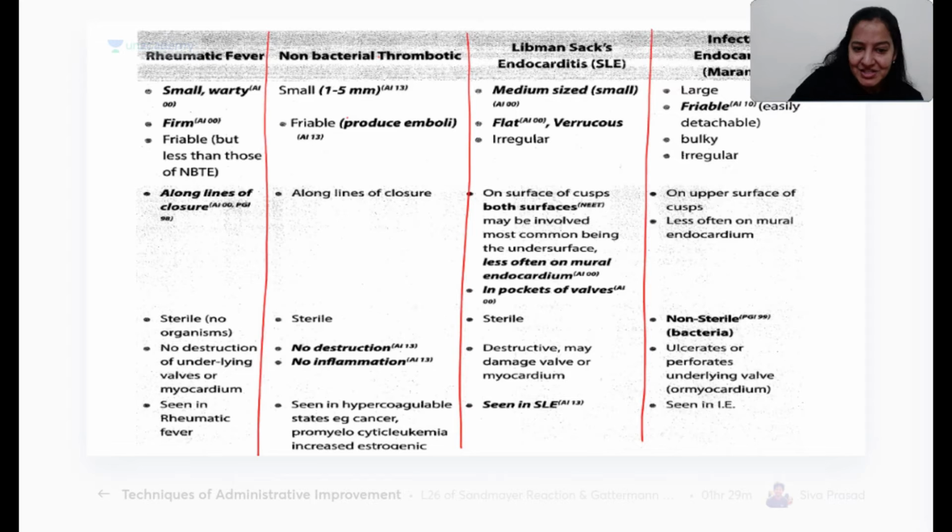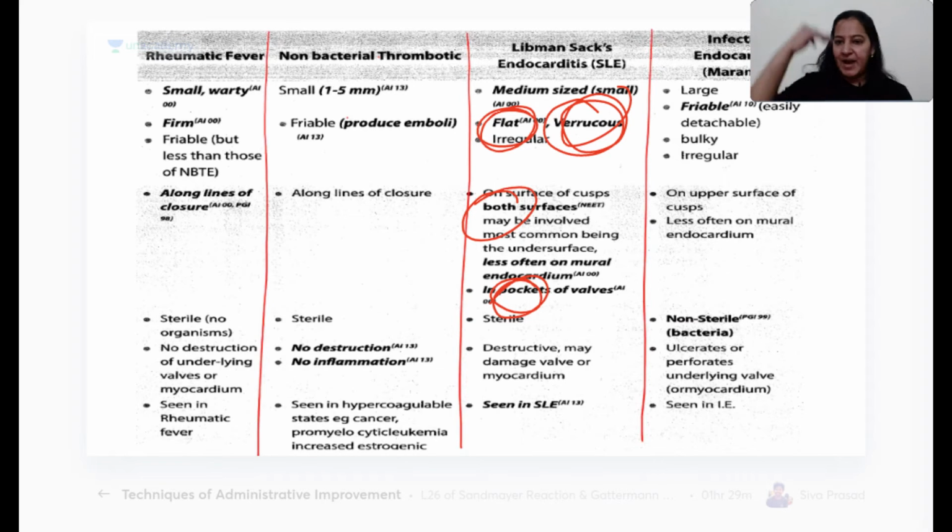You can see in Libman-Sacks, the vegetations are flat. They are verrucous and they are seen in the pockets of the wall. Along with both surfaces, upper and lower, they are also seen in pockets and adjoining atria and ventricle. Yes or no? So Libman-Sacks is the correct answer here. So we will go with B.